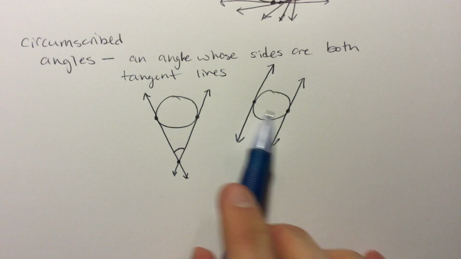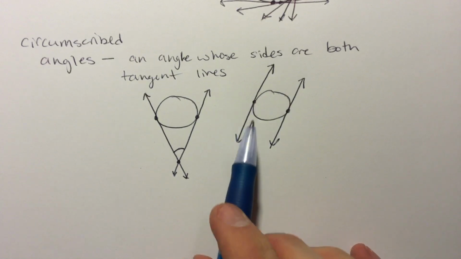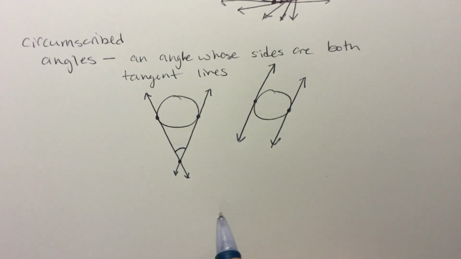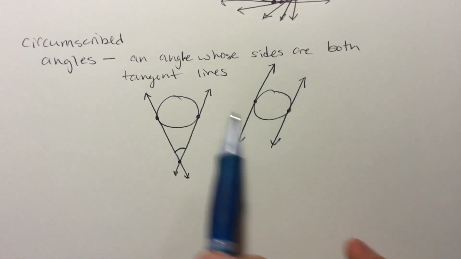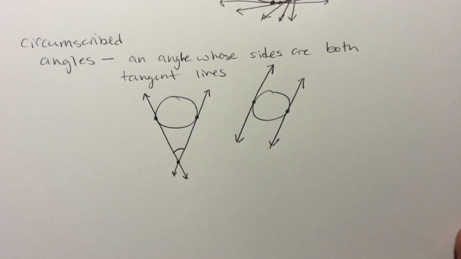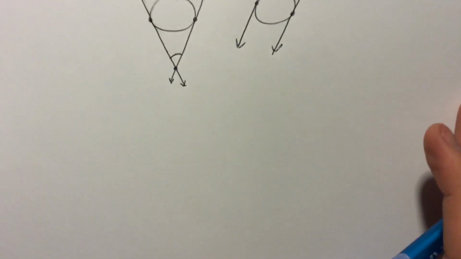Any other tangent lines, though, even if they aren't perfectly parallel, they're just very, very close, they would intercept at some point. It would just be some point very far away from the circle. So circumscribed angles, again, are angles whose sides are both tangent lines. Okay, a couple more definitions for you here, and then we can move on to doing some of the activities.